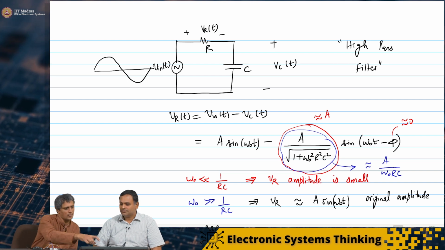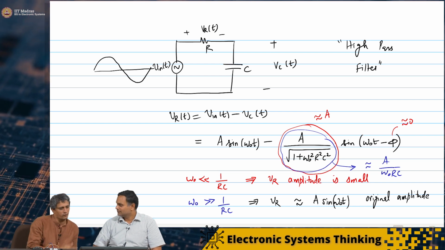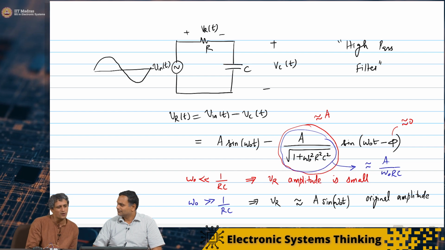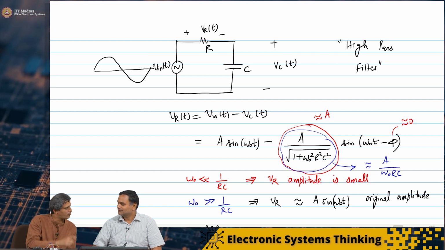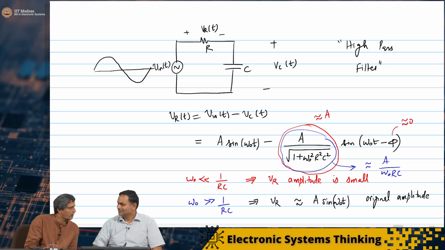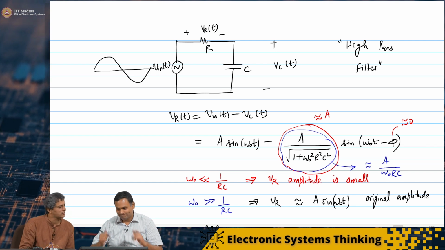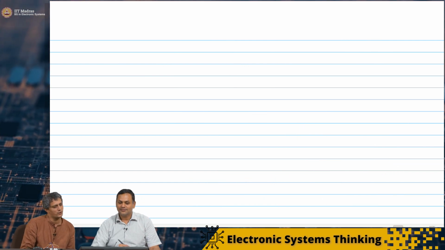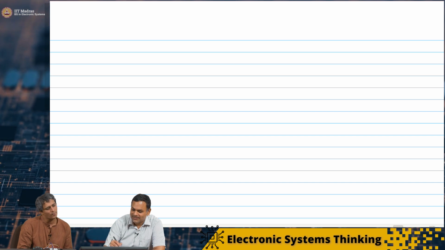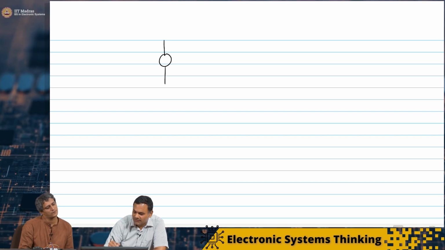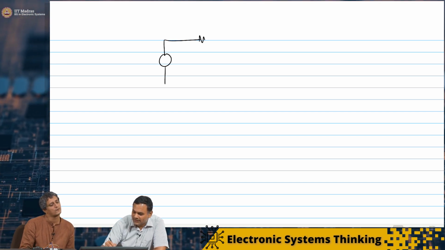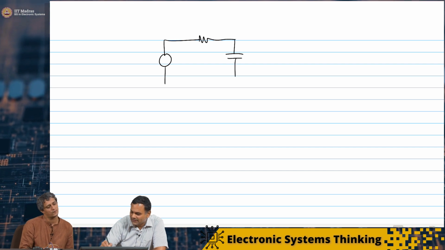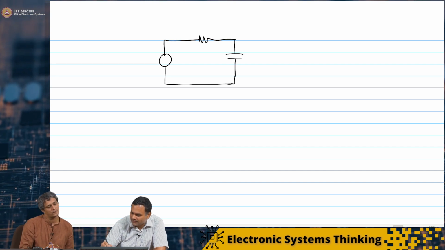The only thing that is troubling me is that I'm measuring a voltage across a resistor. I'm more comfortable measuring it with respect to ground somewhere. Can you redraw this so that it looks more comfortable that way? Yes. We will redraw the same circuit. Let us see if we can redraw it into something easier.